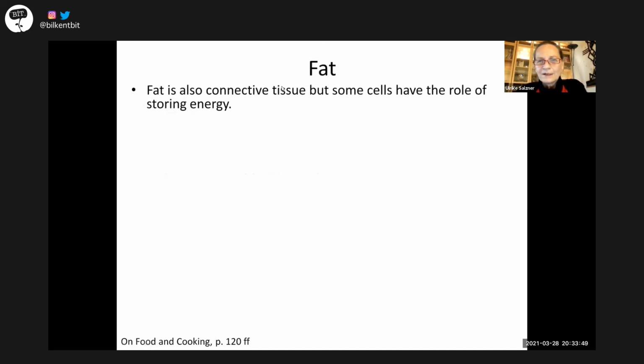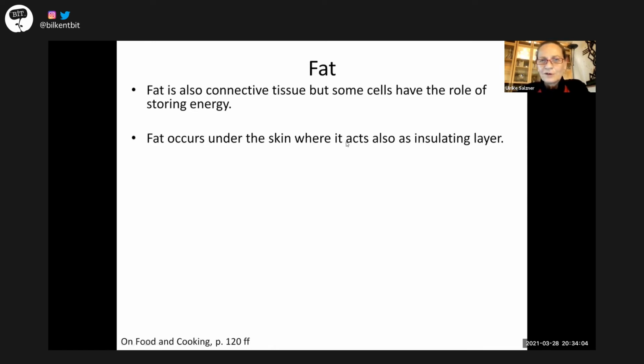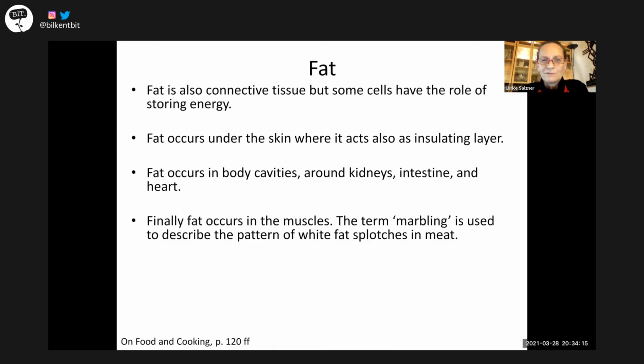The fat is important because it separates the connective tissue. Fat also melts when you are cooking, and then the meat can be separated, and it makes it more juicy and more creamy on the tongue. The fat occurs under the skin, where it's an insulating layer. It's in all the body cavities around kidneys, intestine, and heart, depending, of course, on the composition of the body. And it is in the muscles, and then it's called marbling. A good cook will always pay attention to a steak which is well marbled, to have the meat in small bundles everywhere, separated by little fatty tissue.